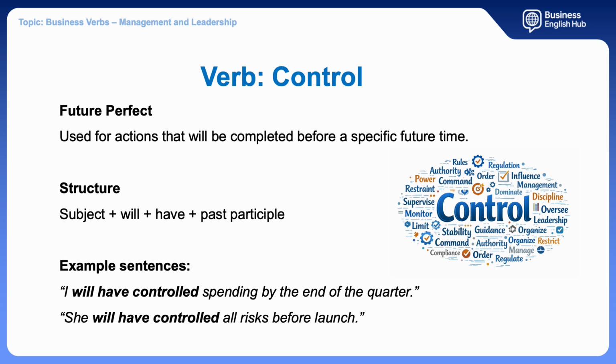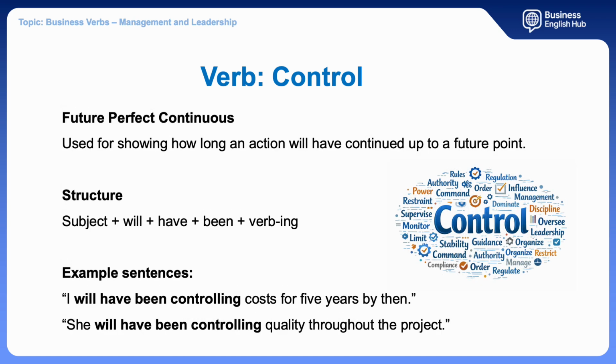The future perfect of the verb control is used for actions that will be completed before a specific future time. The structure for this is subject plus will plus have plus past participle. Example sentences include: I will have controlled spending by the end of the quarter. She will have controlled all risks before launch.